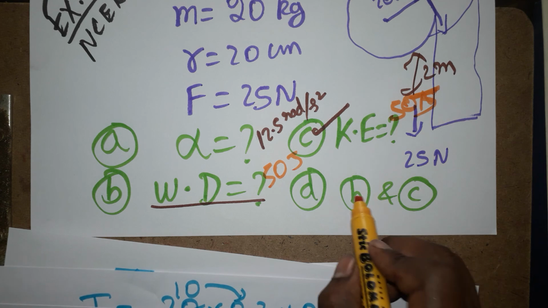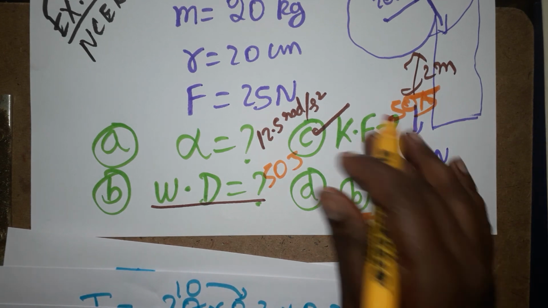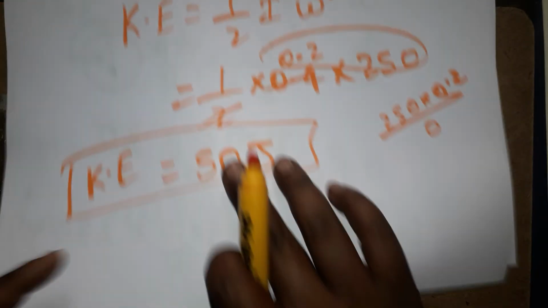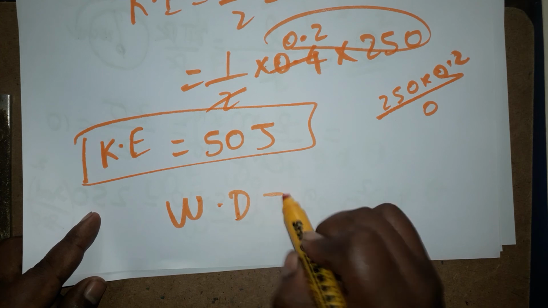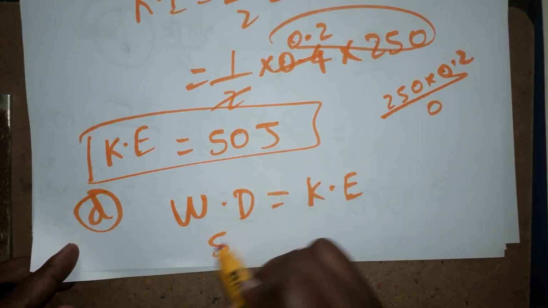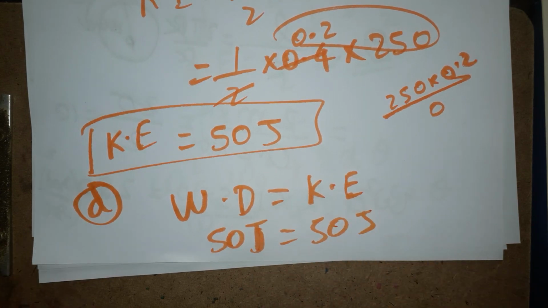The final answer D is going to be the comparison of B and C. We just have to compare these two. In rotation motion and linear motion, work done is equal to kinetic energy. That's the answer to D. Both are going to be 50 joules. So energy is getting conserved here. Energy can neither be created nor destroyed, it is maintained as a constant.